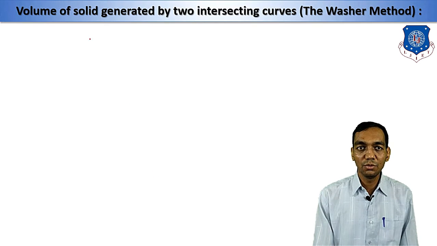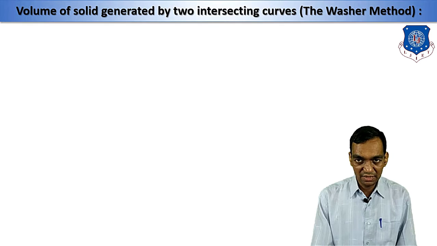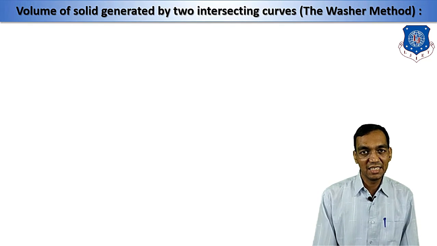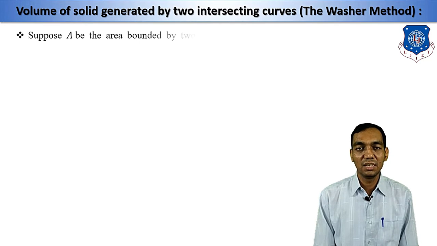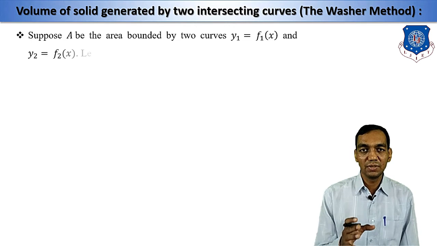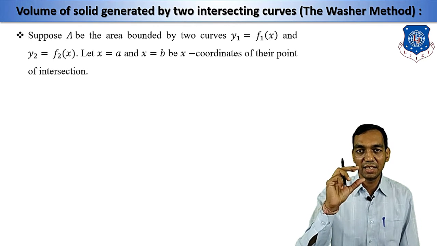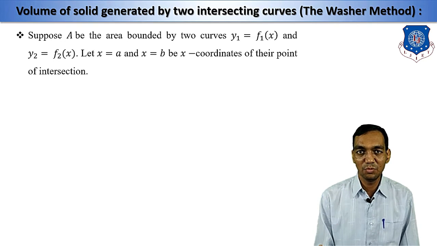Now we are going to find the volume generated by the two intersecting curves, and this method is called the washer method. Basically, this is the disk method, but here you have more than one curve. That's why, instead of one disk, you have two disks, and you have to find the area between two disks. So it is the area like a washer. That's why this method is called the washer method.